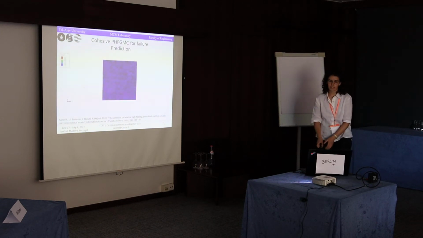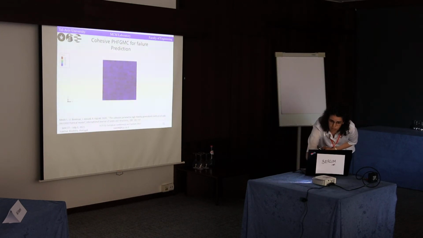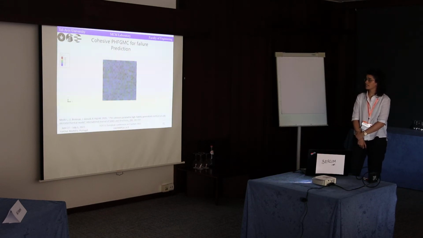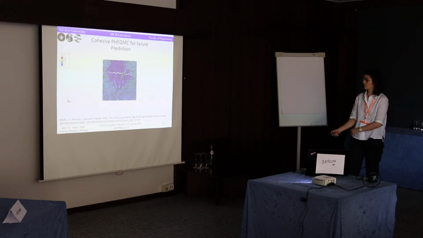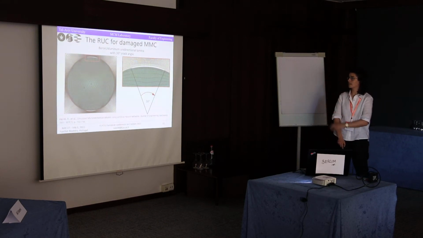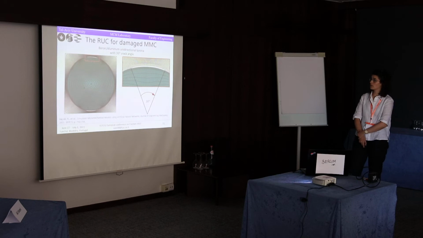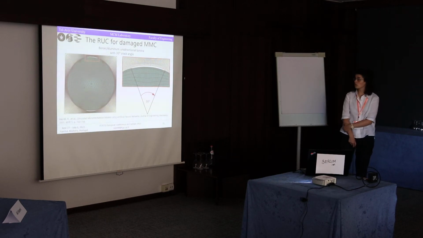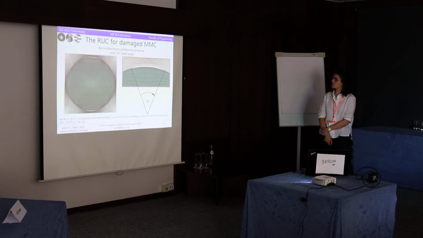And here you can see this model in action, including the interface cohesive subcells and the matrix cohesive subcells, and then the transverse crack grows. And we simplified it a bit, and we took another RUC for boron aluminum unidirectional lamina, with initial cracks of 30 degrees in the top and the bottom of the RUC.